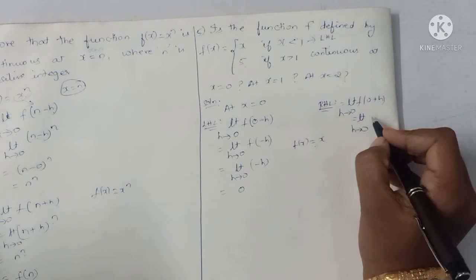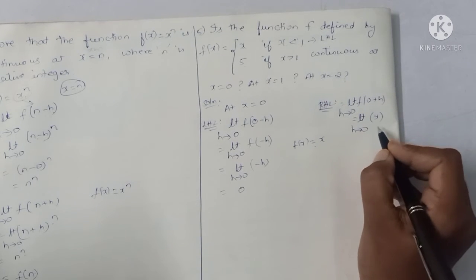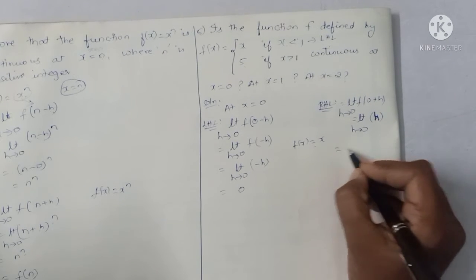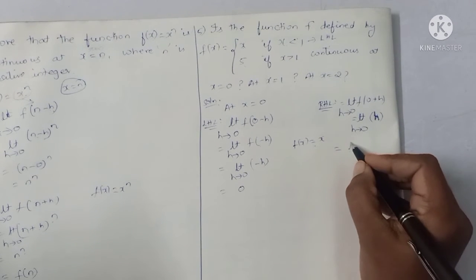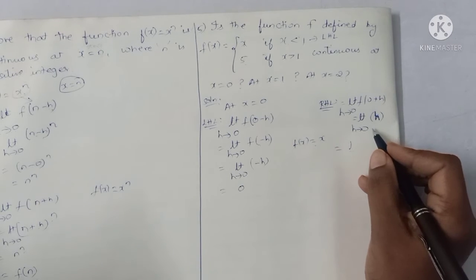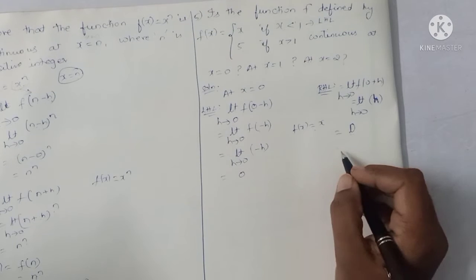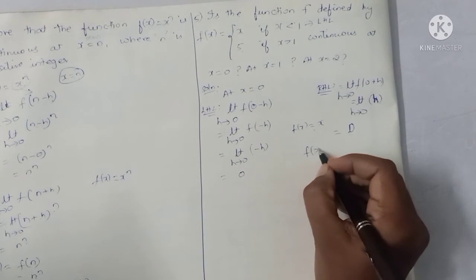nothing but f of x is nothing but x. So in the place of x we have to substitute h. So this is equal to limit h tends to 0. When I apply h value to be 0, what happens? We get 0.